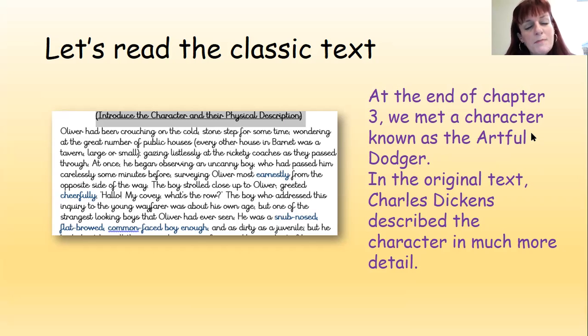So today, what I thought we would do is recap the character description from the end of chapter 3 that we read yesterday and compare it to the original description that Charles Dickens wrote in the book. Okay? So what I want you to do is listen to both descriptions, and I will be sharing this second description with you, and I want you to decide which one you like better.